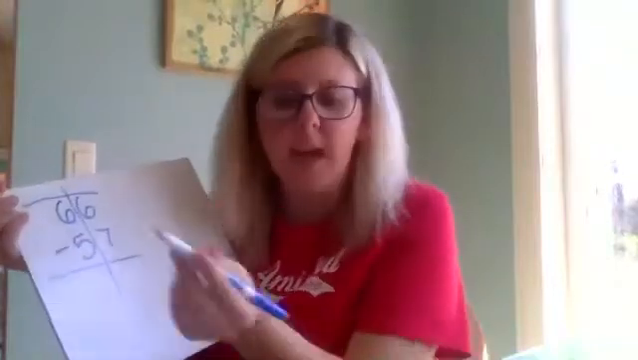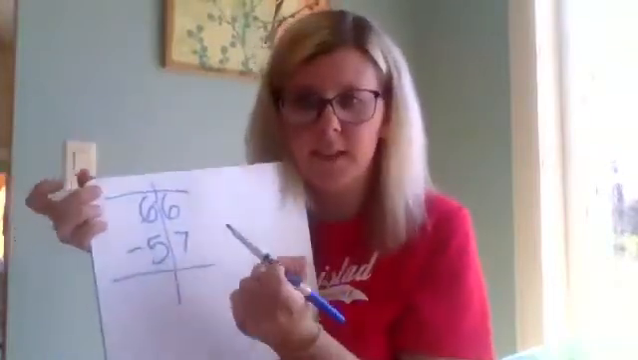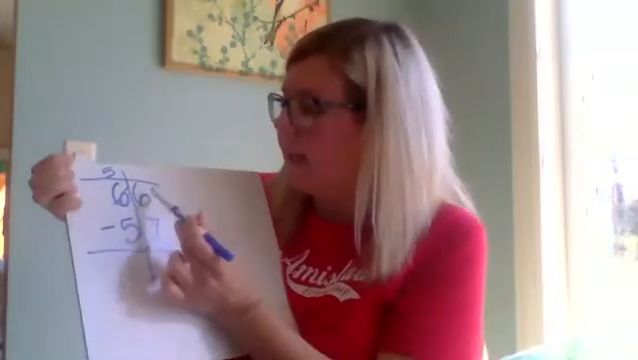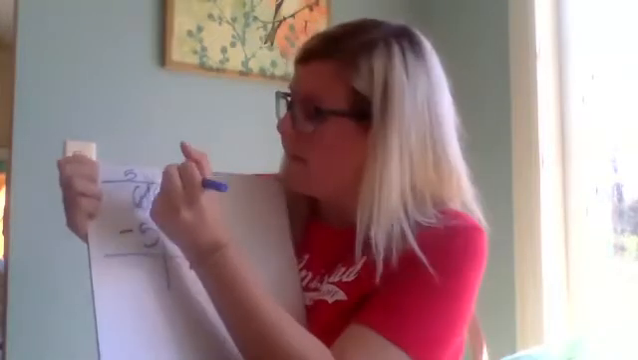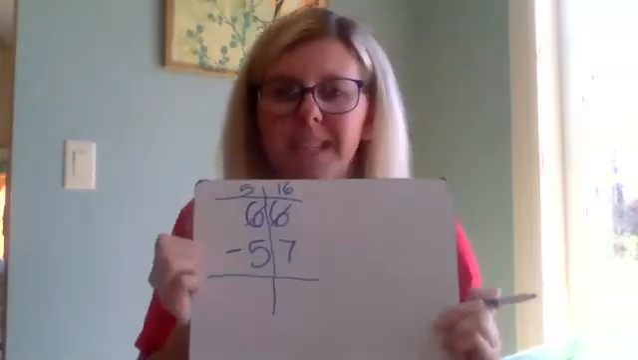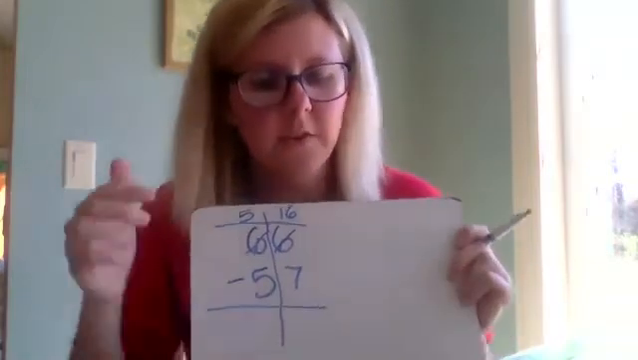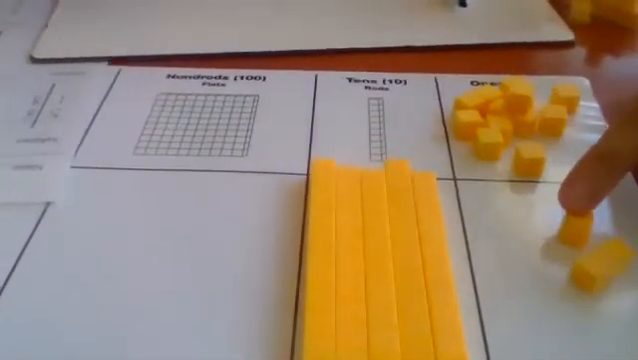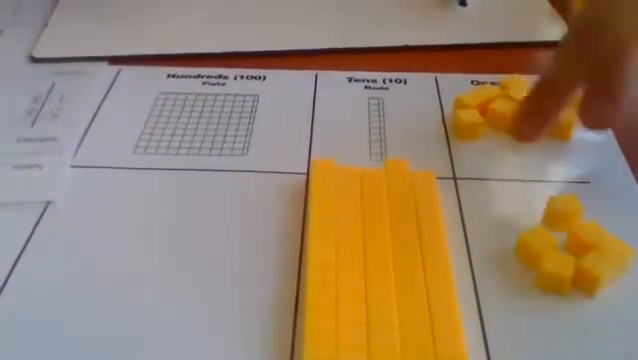Yes. So I no longer have 6 ones though, or 6 tens. I have 5 tens. And I no longer have 6 ones. I have 16 ones. So now 16 minus 7 is an easy thing to do. All we have to do is just swipe away the cubes. 1, 2, 3, 4, 5, 6, 7.